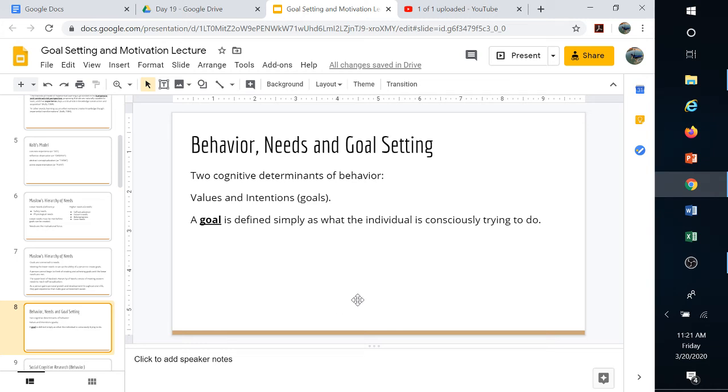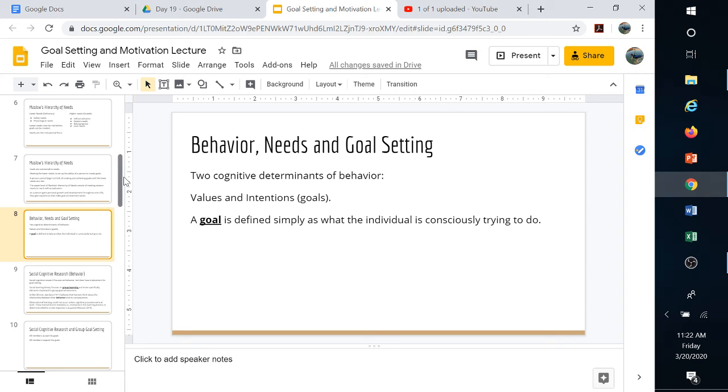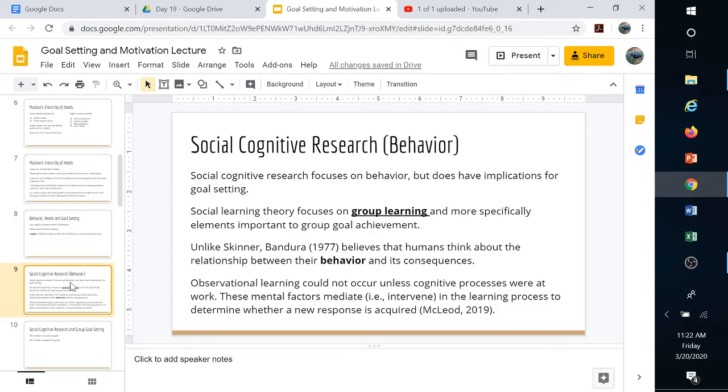Behavior, needs, and goal setting. So a goal is simply just an individual consciously trying to do something. And I can't try to do something if I'm hungry. It's going to affect my behavior. I have to meet those needs. Otherwise, everything I do is going to meet those lower needs. So that's how these are all connected. Needs affect behavior. Behavior is going to affect your ability to achieve goals.